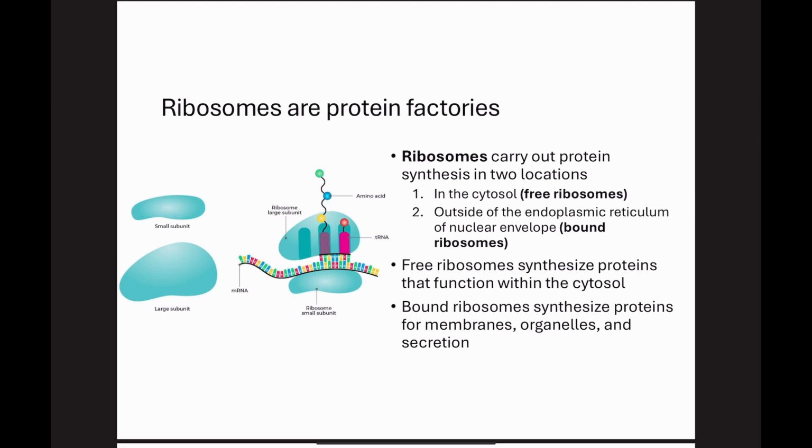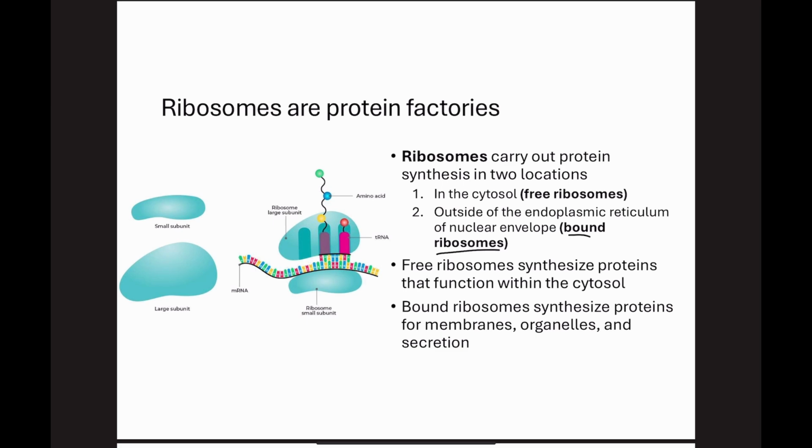So we've established that ribosomes are the site of protein synthesis, and we can actually find ribosomes in two locations. We can either find them in the cytosol as free ribosomes, or we can find them lining the endoplasmic reticulum of the nuclear envelope. And these that are lining the endoplasmic reticulum, they're known as bound ribosomes. Both of these forms of ribosomes have different functions. Our free ribosomes are going to synthesize proteins that function in the cytosol of the cell. And our bound ribosomes are going to synthesize proteins for membranes, for organelles, and for secretion.